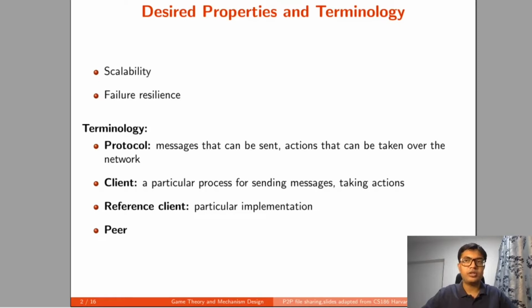Oftentimes, we will also refer to a reference client, which is the standard client prescribed by the protocol. This is a very specific implementation, and whenever we are talking about certain game theoretic properties, we use this reference protocol as the benchmark for how other clients can behave differently. And peers in this case are the individuals who are running these clients, using or misusing the protocol in some way, and in some sense they are the players in this game theoretic setup.